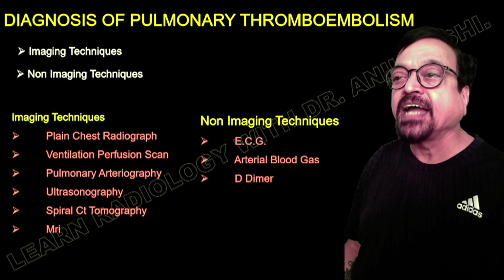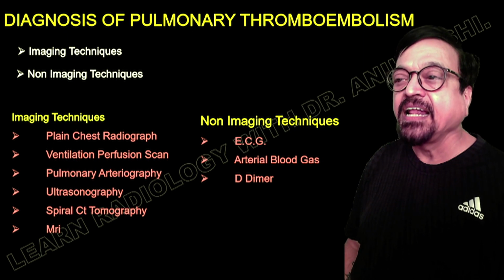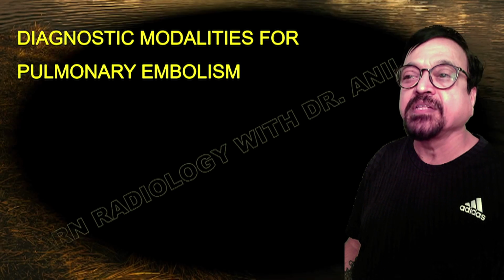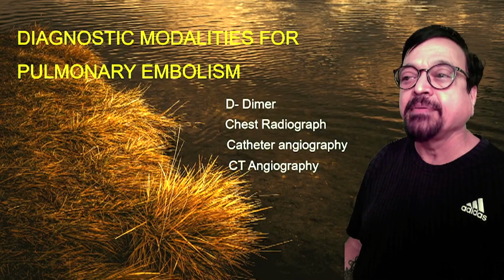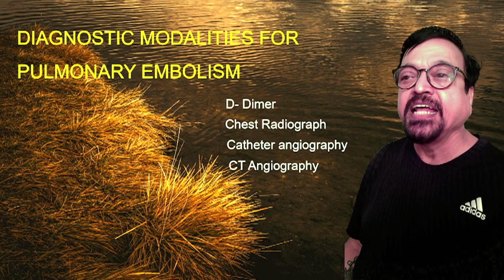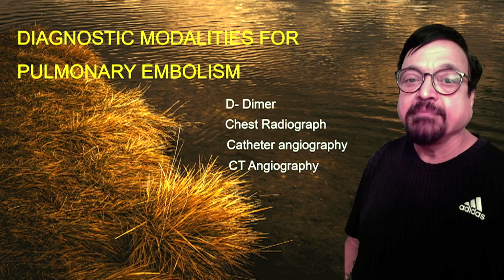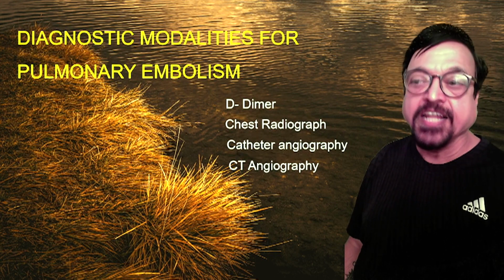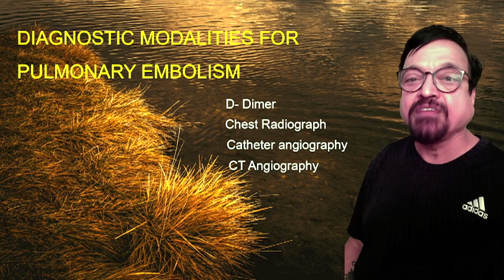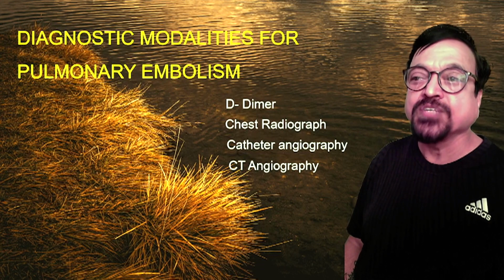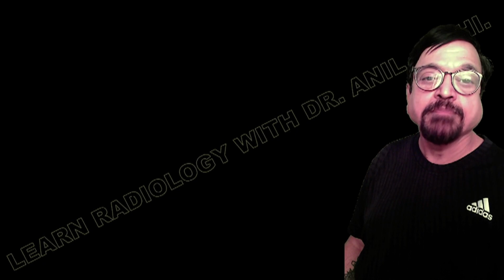Now, non-imaging tests are the ECG, arterial blood gases, and D-dimers. Now, what are the diagnostic modalities to go further? D-dimer, chest radiograph, catheter angiography, and CT angiography. These are the modalities meant for detecting pulmonary embolism. However, today's lecture only deals with CT angiography, and there are different lectures available from our side on the chest radiograph in pulmonary embolism.